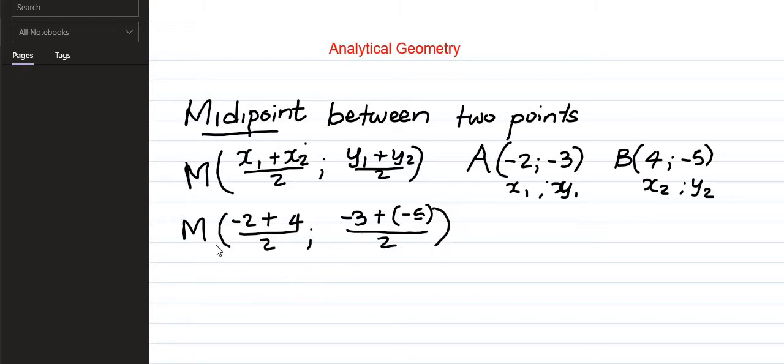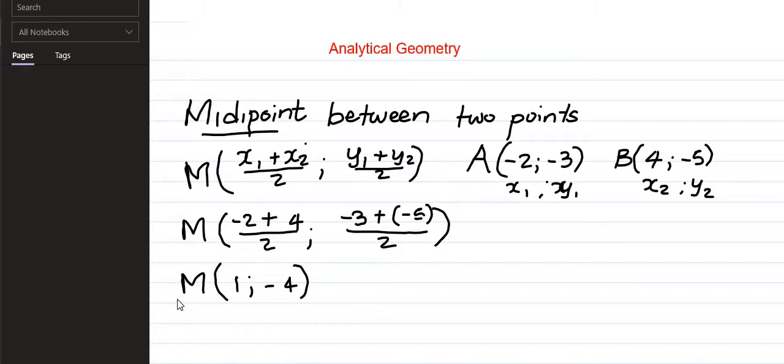From here, we go and write down the coordinates in a simplified version or in simplest form. So we say minus 2 plus 4 is 2, and then 2 divided by 2 is 1. So the x at the midpoint is 1, and then minus 3 plus minus 5. So it means minus 3 minus 5, we get minus 8. Minus 8 divided by 2, we get minus 4. So it means the coordinates of the midpoint are 1 and minus 4.